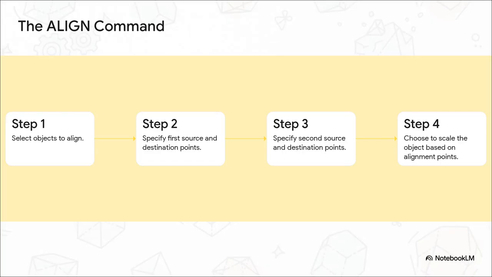You bet there is. It's the ALIGN command, and it takes that whole awkward process and just makes it one smooth, beautiful operation. All you do is pick a couple of source points on the thing you're moving, and then pick the destination points where you want them to go. AutoCAD handles the move, the rotate, and the scaling all at once. It's just perfect. Precision and speed all rolled into one.